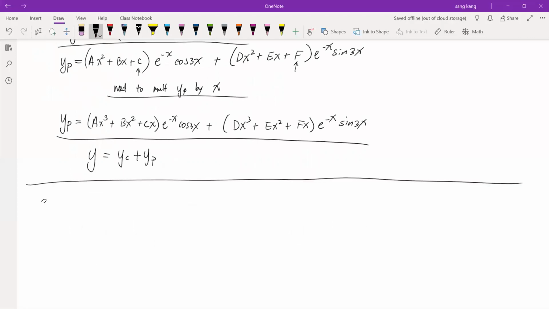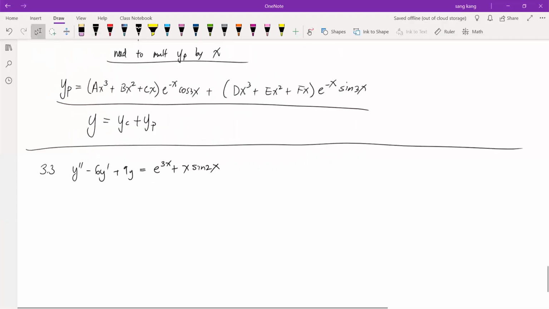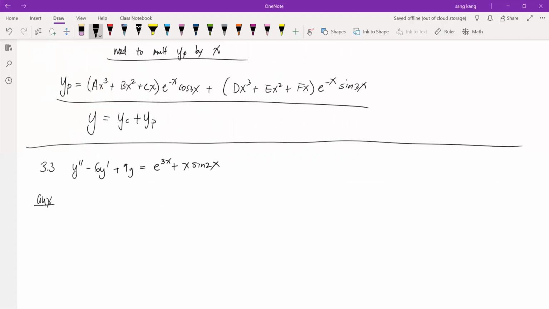One more, 3.3. y double prime minus 6y prime plus 9y equals e to the 3x plus x sine of 2x. Complementary solution: the auxiliary equation is r squared minus 6r plus 9 equals 0. So (r minus 3) squared equals 0. So complementary is c1 e to the 3x plus c2 x e to the 3x, because we have a repeating root now.